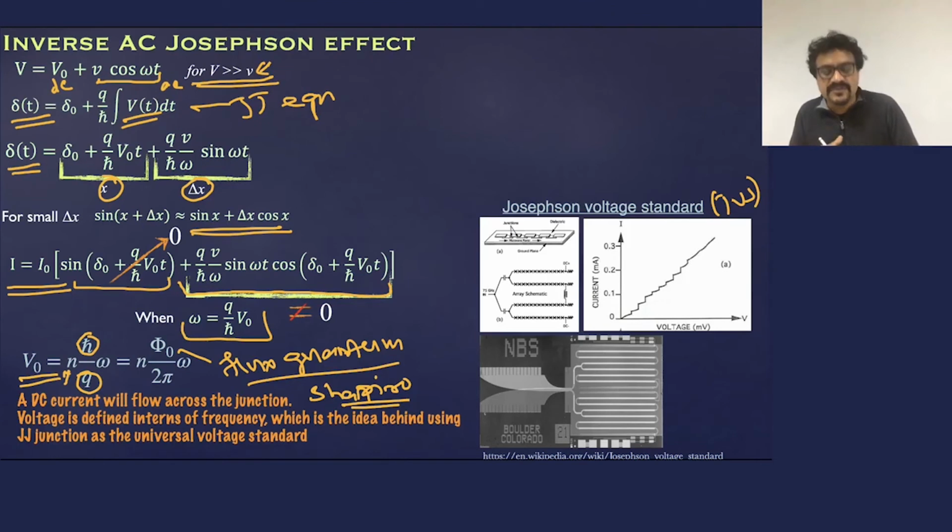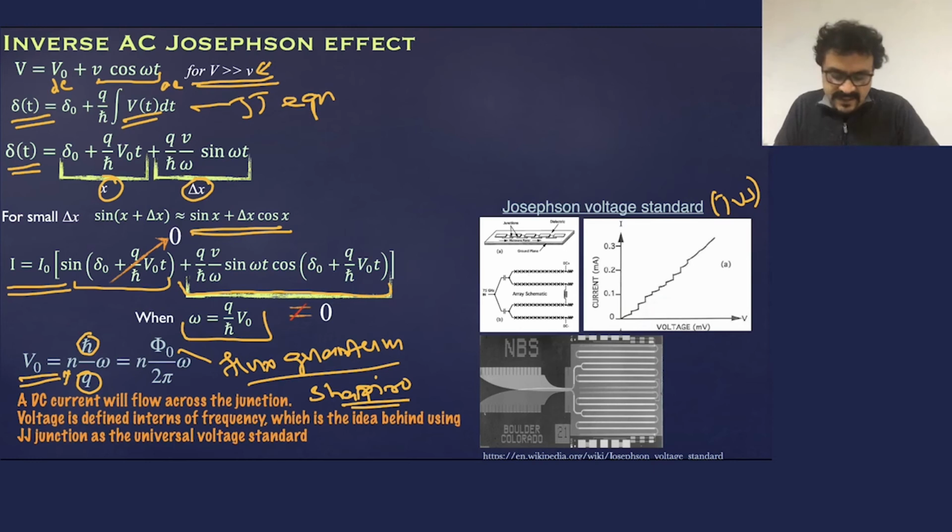Because every Josephson junction is going to give you only V0, if you need more, you have to put them in series. So a 10 millivolt Josephson voltage standard and a 1 volt voltage standard will be different in size. They'll have more junctions. Anyway, that is the technology aspect. But the point here is that this phenomenon, the inverse AC Josephson effect, is the main workhorse behind the Josephson voltage standard. It's one of the quantum metrology standards.